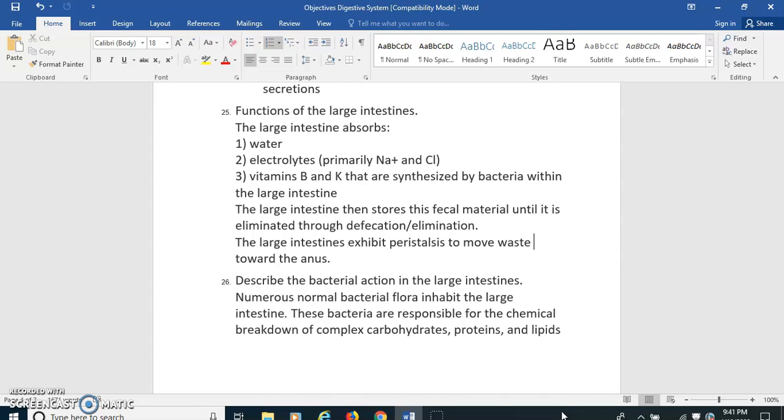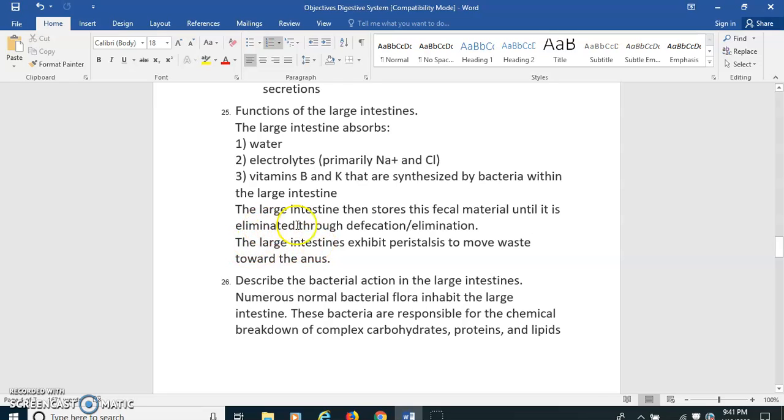And then we'll talk about this. There's bacteria, normal flora we call it, beneficial bacteria that live in the large intestines, and they have a role in making B vitamins, like the complex B vitamins, riboflavin, thiamine, and vitamin B12. And then they also make vitamin K. And where those vitamins get absorbed is through the wall of the large intestine. All right, so those are the things that it absorbs primarily.